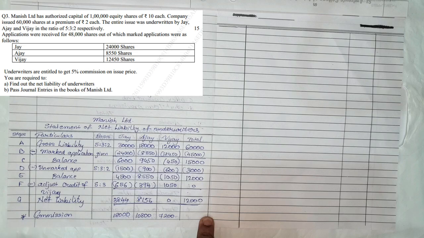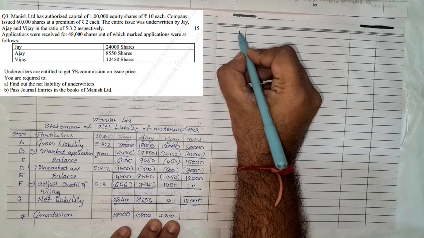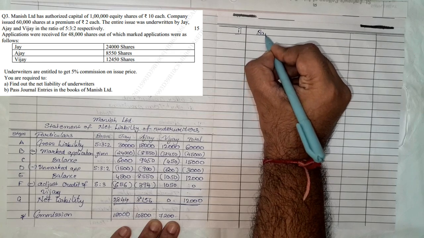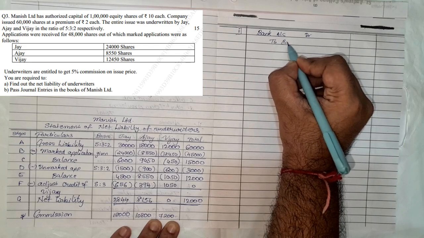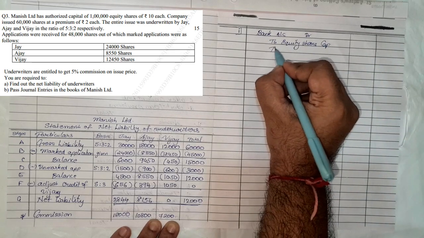5 basic entries you have to pass. First step will always be the issue. Now see how we go about passing these entries. The company wants to issue 60,000 shares, but the applications received were only for 48,000 shares. On 48,000, face value was 10 rupees, 2 rupees was premium. So the first entry will always be the issue. When you issue shares, money is coming in. So my entry will be bank account debit to equity share capital, to security premium.